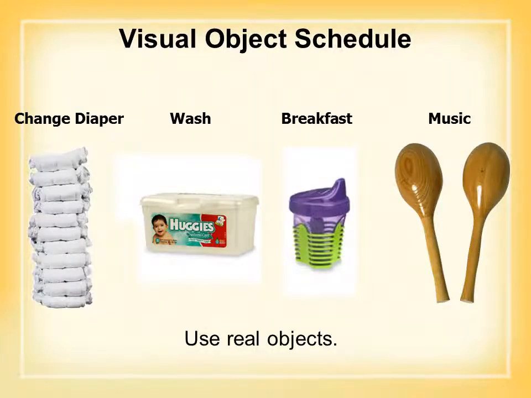Visual object schedules may be something like in this image where the children see that first there's diaper changing time, then they need to wash their hands, eat breakfast, and then they have music. You can use real objects or you can use pictures, but you try to use pictures of real objects if you're using pictures because kids don't always understand what drawings are. When they see them, they may be like, oh, what's that?